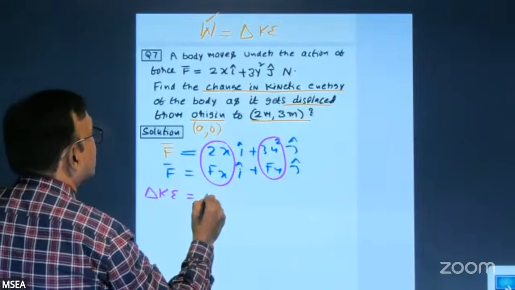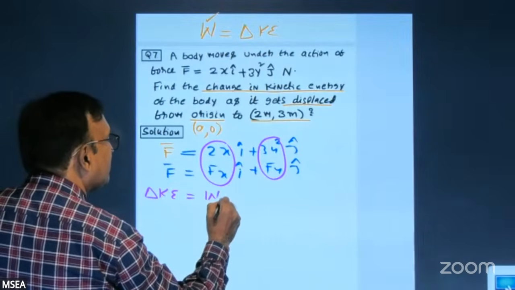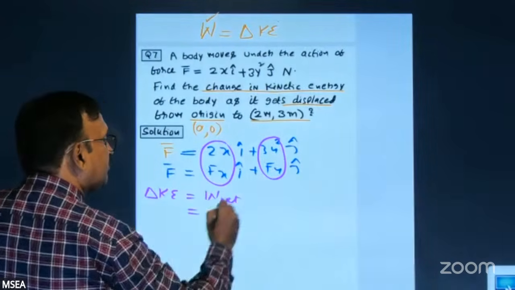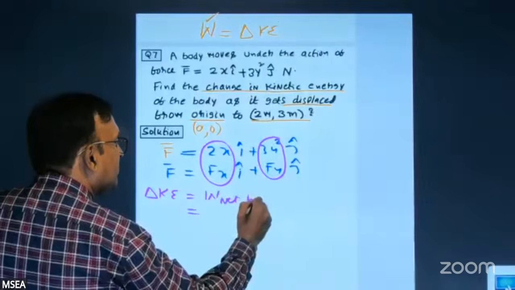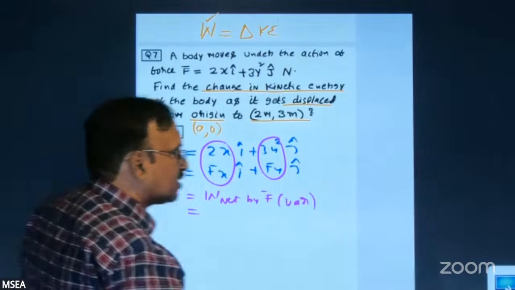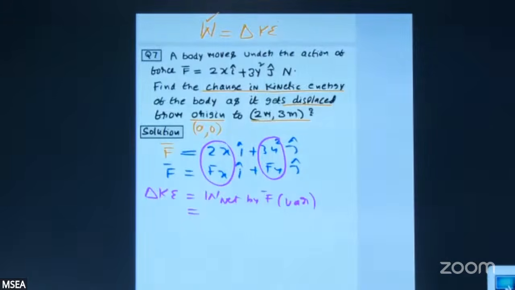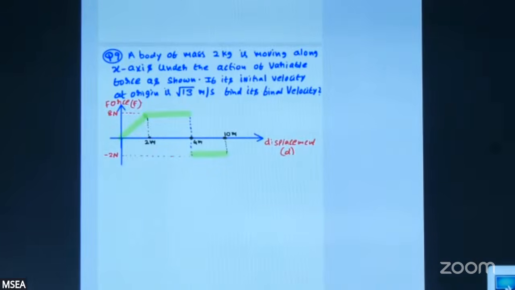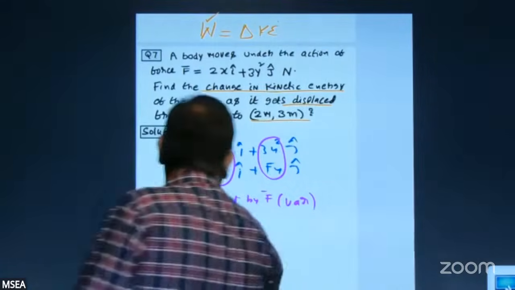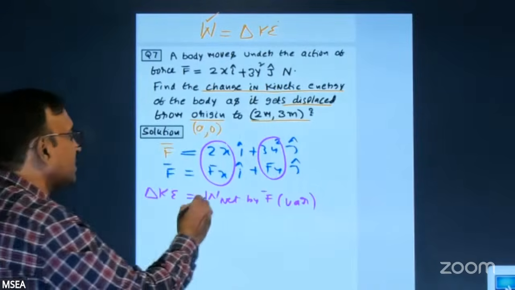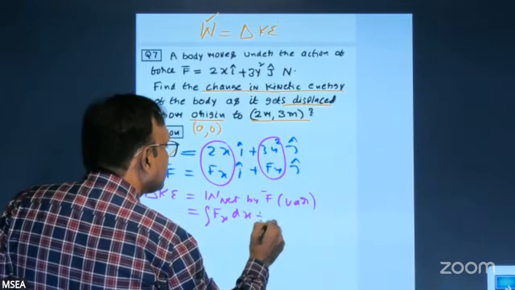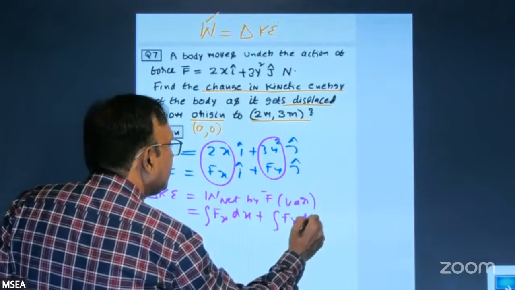I am writing that point first. Change in kinetic energy is nothing but the net work done. What does net work done mean? The work done by this variable force. Already at the beginning of the classes, we have seen this, and even I have posted it. Work done under variable force comes out to be the integral of fx dx plus the integral of fy dy.